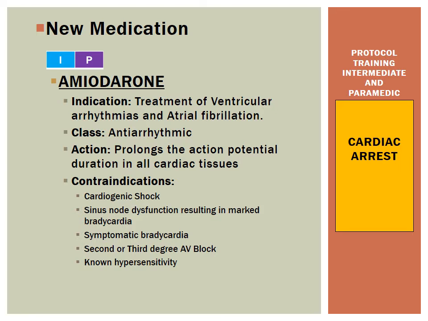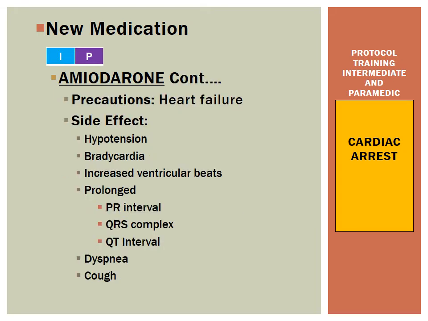Contraindications to administering amiodarone are cardiogenic shock, sinus node dysfunction resulting in marked bradycardia, symptomatic bradycardia, second or third degree AV blocks, and known hypersensitivity to the medication. Precautions are heart failure. Side effects are hypotension, bradycardia, increased ventricular beats, prolonged P to R, prolonged QRS complexes, prolonged QT intervals, dyspnea, and cough. Amiodarone basically slows down the conduction in all aspects of the electricity in the heart.